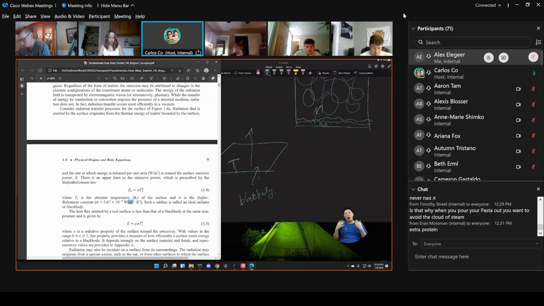So hot objects tend to emit a lot of radiation. Heat transfer by radiation is very significant once you go up to high temperatures. But at lower temperatures, it's negligible, right? But even then, you can still feel radiation, right? Okay.